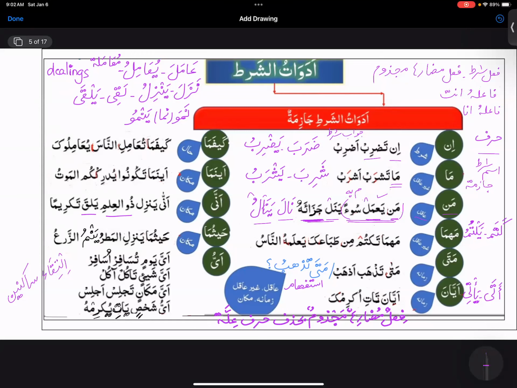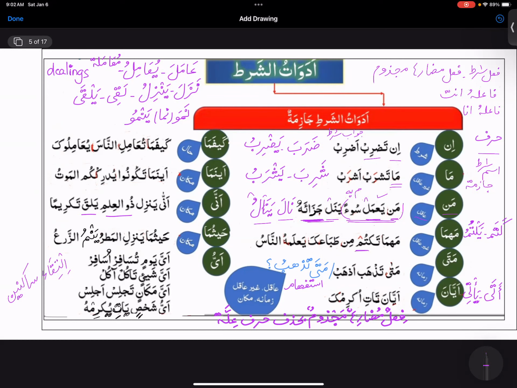Next one, mahma. Mahma taktum. Okay, so mahma is also used for non-living things, non-human. And mahma, we can say, is also ismu shart jazim. And taktum is fel mudari. Oh, sorry, taktum, fel shart. Fel shart majzum, fel mudari majzum, fa'iluhu anta. Antum taktum. Min taba'ikum ya'lamuhun nas.